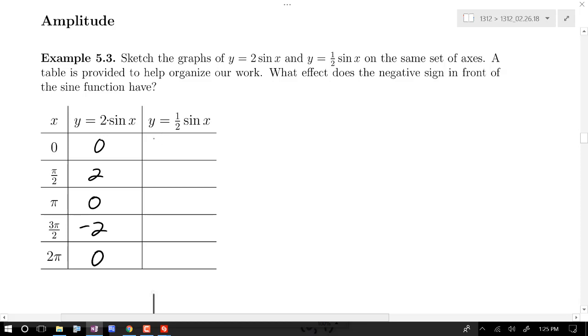What do you think we're going to get for 1/2 sine of x? Who wants to fill in these values? 0. 1? Nope. 1/2. Because we're taking half of the original sine, not half of the other column. Yep. So 1/2, and then 0, negative 1/2, and 0 again.